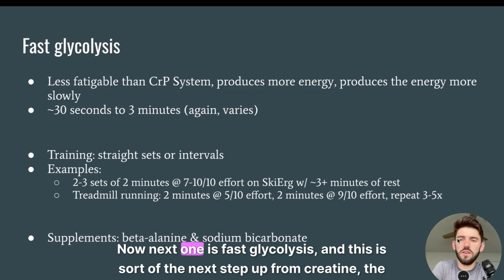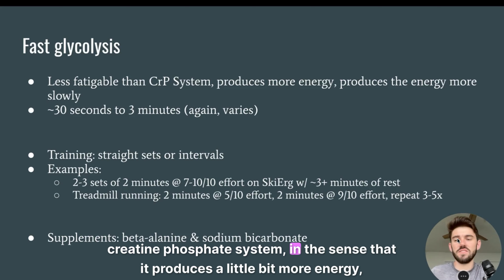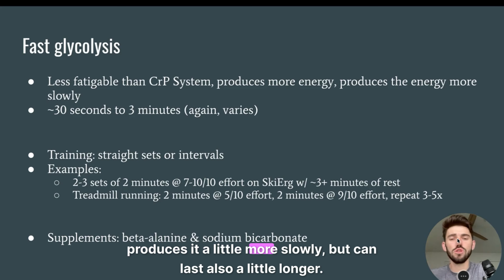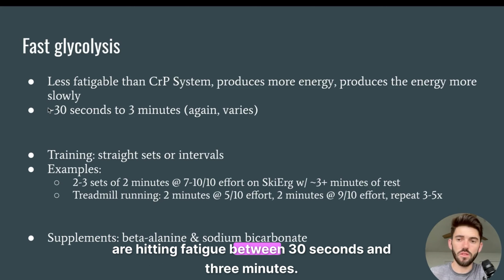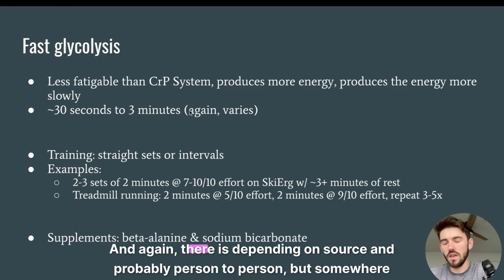Now, the next one is fast glycolysis. And this is sort of the next step up from the creatine phosphate system, in the sense that it produces a little bit more energy, produces it a little more slowly, but can last also a little longer. Typically, this energy system is the predominant system in activity in which you are hitting fatigue between 30 seconds and 3 minutes. And again, it varies depending on source and probably person to person, but somewhere within that time period.